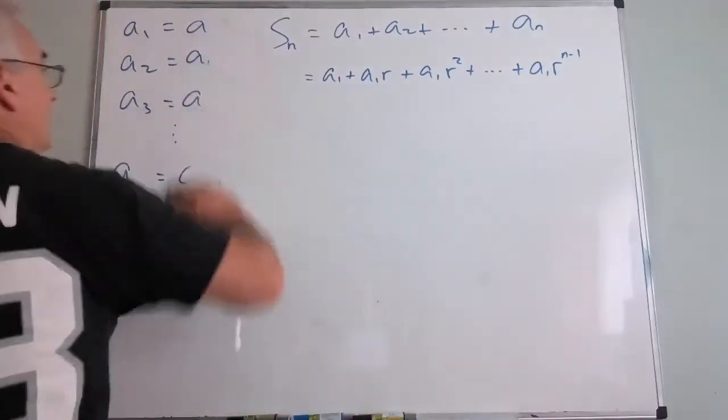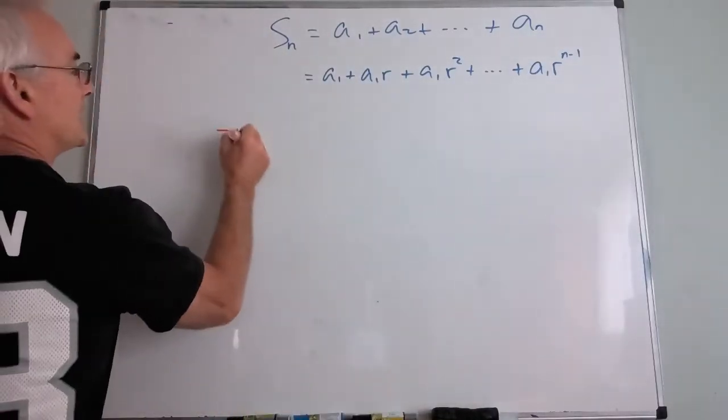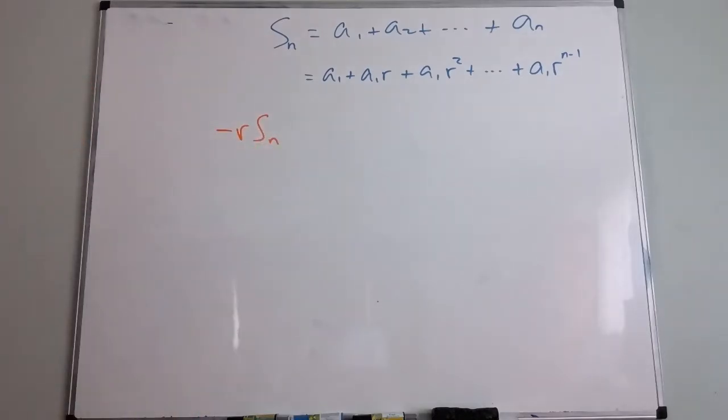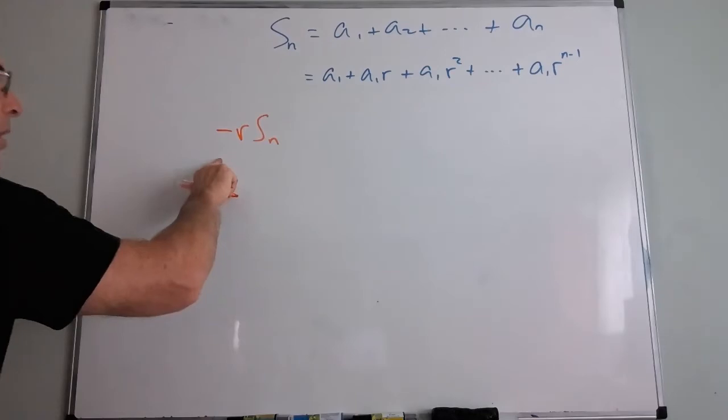I don't need this anymore. Tell me, what is negative R times Sn? If this is the sum of the first n terms, then what's negative R times Sn?